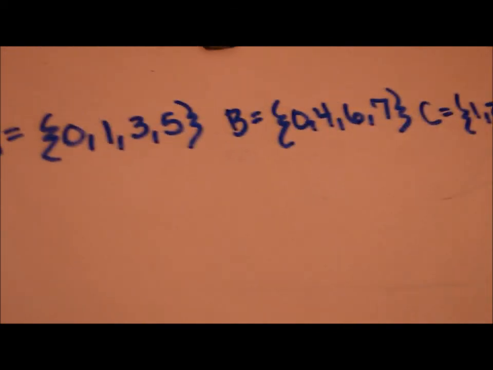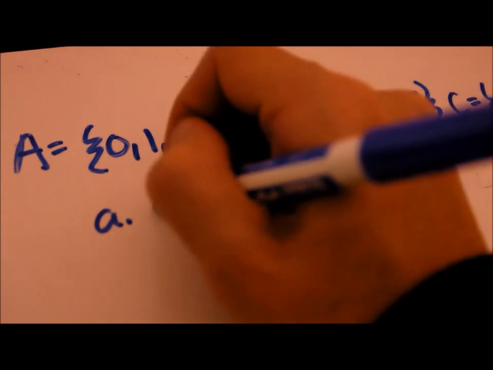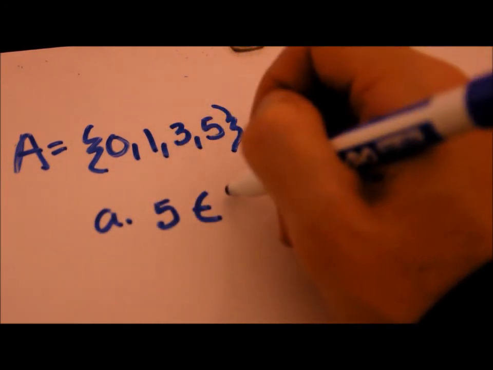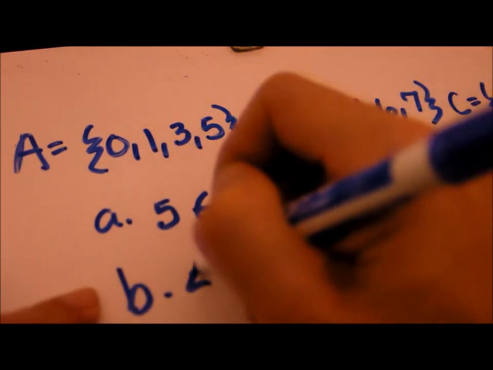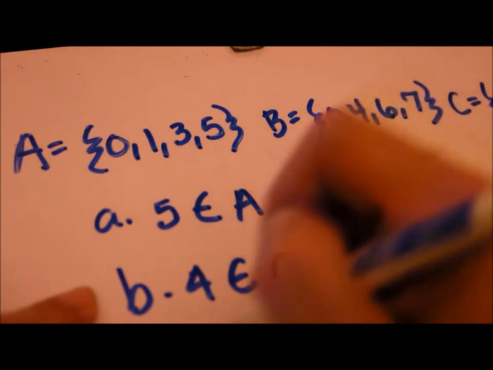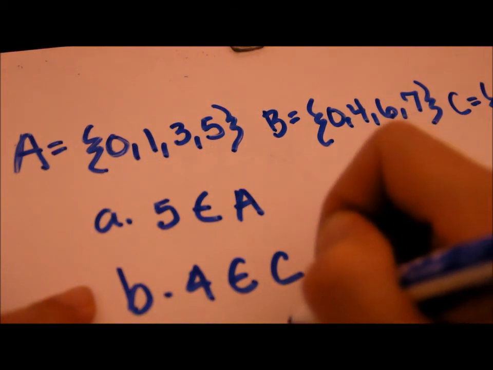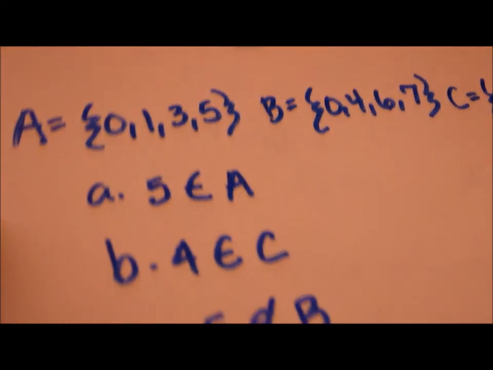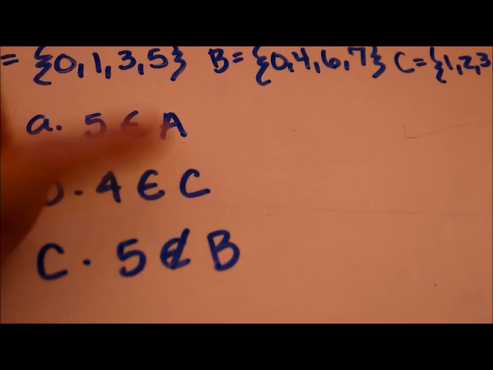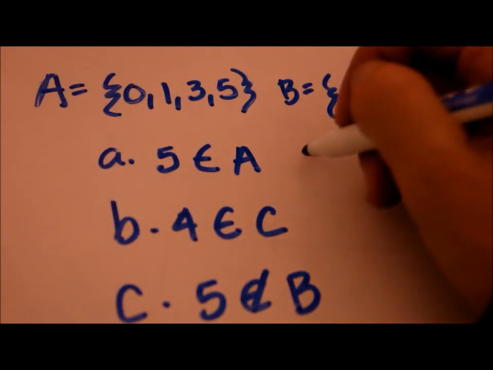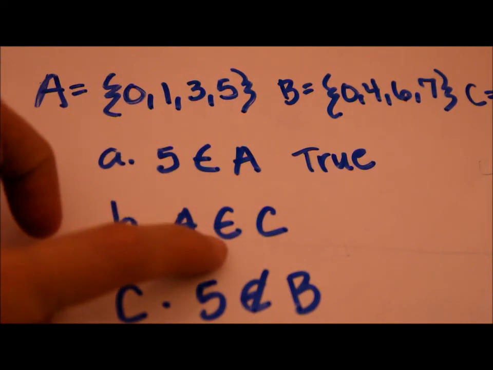The question says for part A, tell us which is true. And they've got these weird symbols, okay? I will just teach you how to read those. So what they're asking here is, is 5 a member of A? Well, we look up there and it is, so we say true.